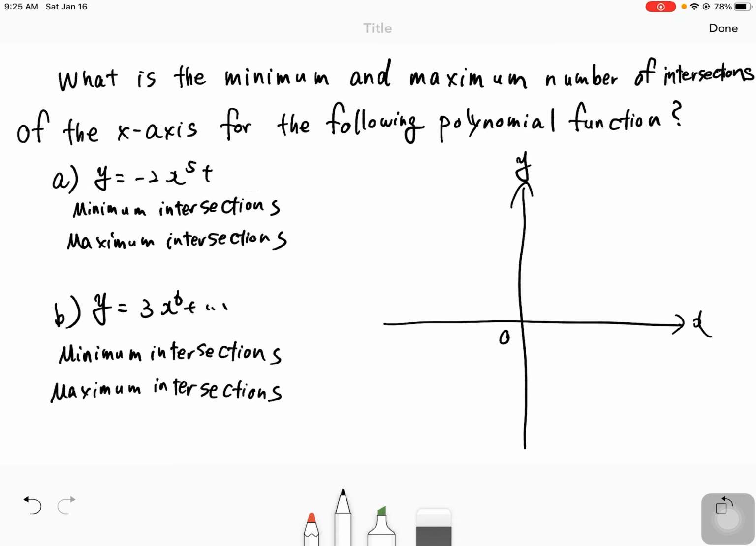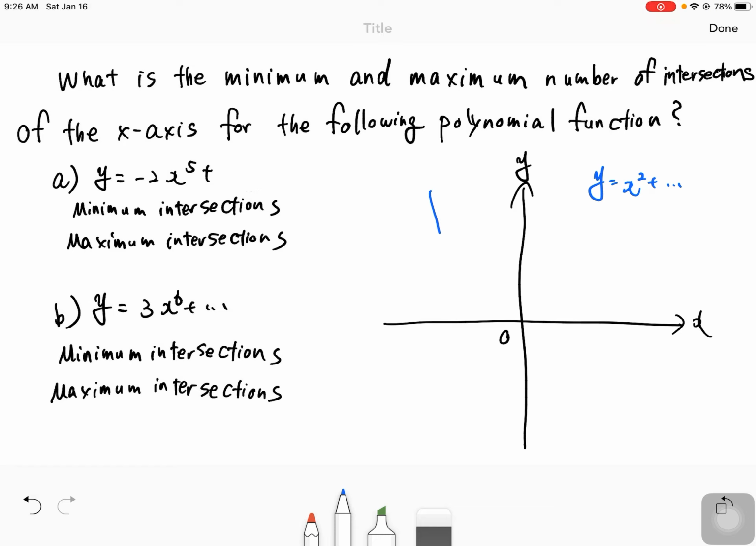Intersections of the x-axis are the points where the graph crosses the x-axis, like that. These are intersections of the x-axis. So in this question, you need to find how many intersections of the x-axis these functions could have. Okay? But before working on the question, let me briefly sketch the graph of y equals x squared.